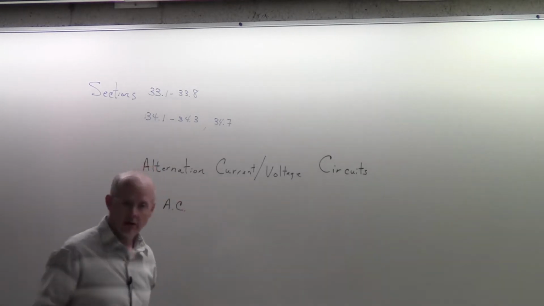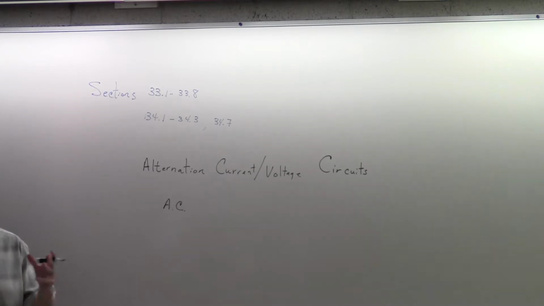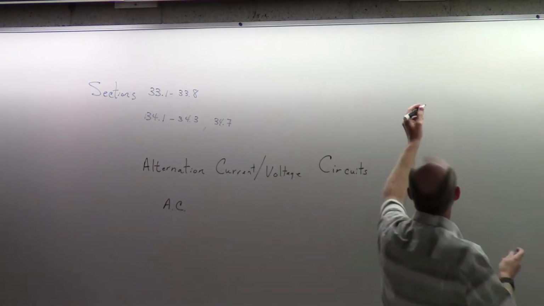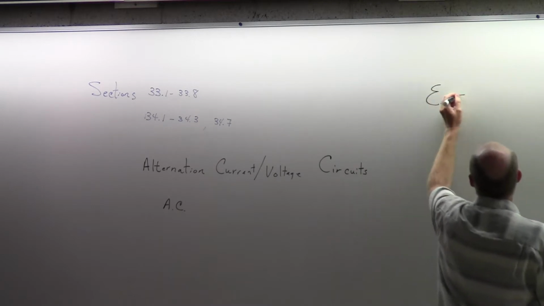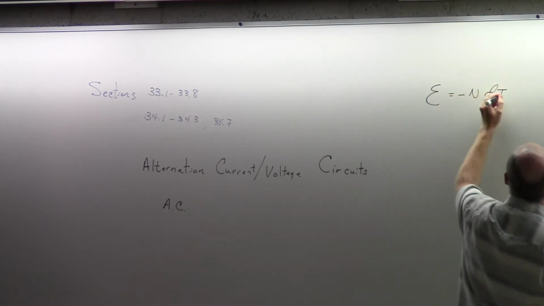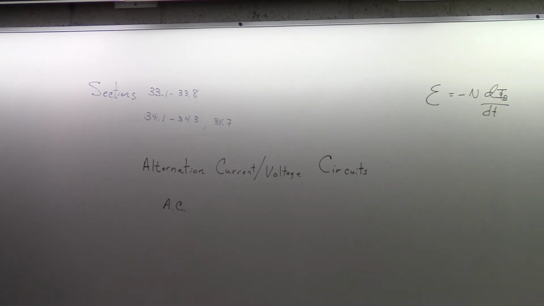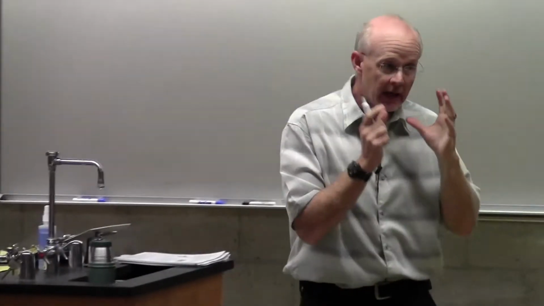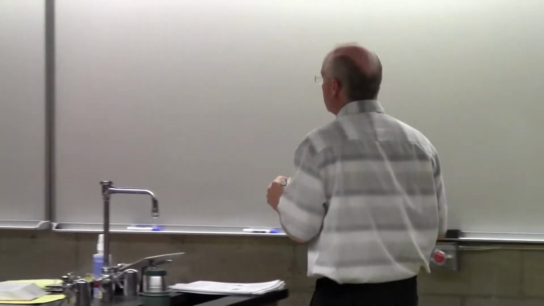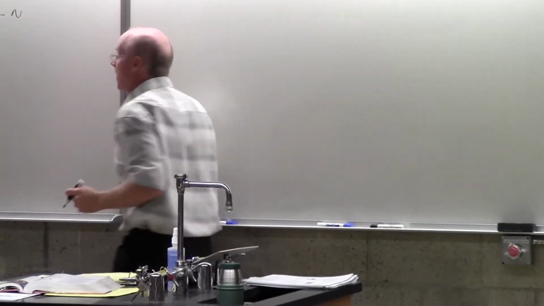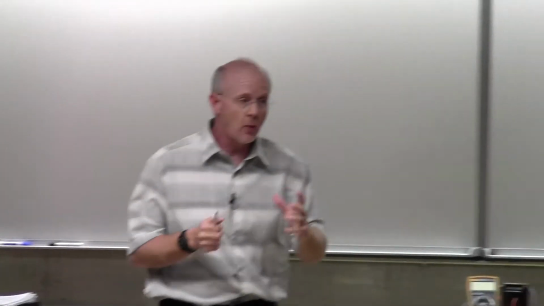AC, right? The voltage will change. We did this, if you remember, a couple of chapters ago. We said the EMF produced by a generator, that is, a simple wire in a constant magnetic field, would be equal to what? And so here's N, the number of turns in the wire.